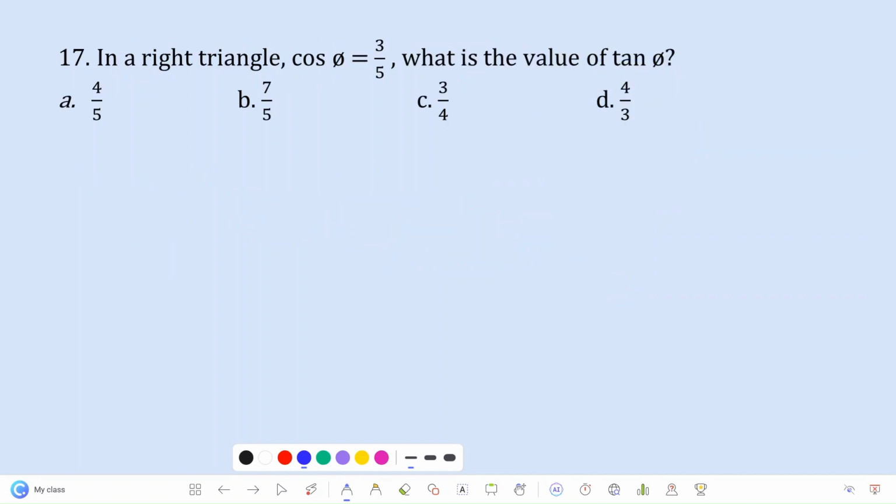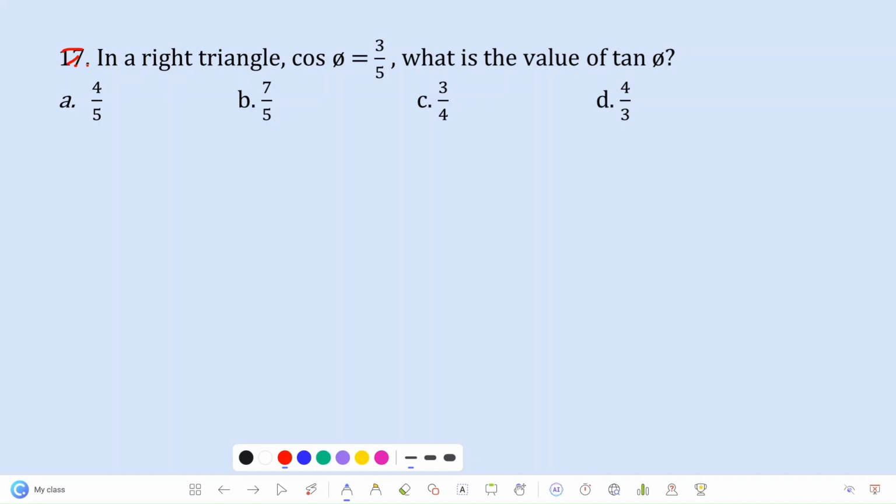So, punta tayo sa ating item number 2. This is item number 2. In a right triangle, cosine theta is equal to 3 over 5. What is the value of tangent theta? Is it A, 4/5, B, 7 over 5, C, 3/4, or letter D, 4/3?